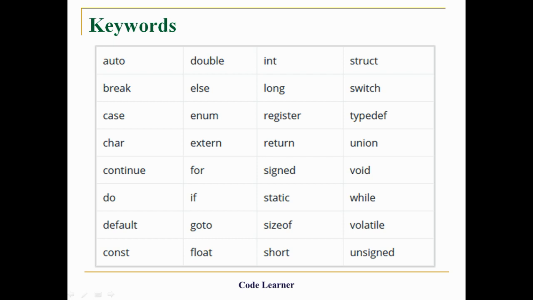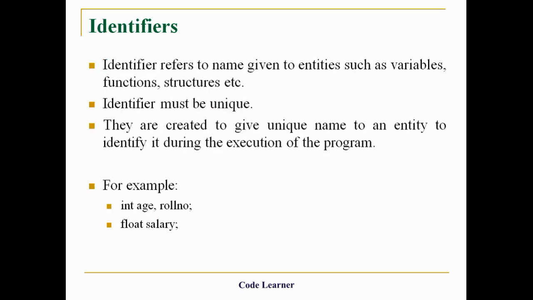These are the different keywords available in C compiler. We will do more examples using these keywords later in the coming videos. Some of the important keywords are int, if, else, for, while, case, etc. All these keywords have their own meaning and they are used for different purposes.